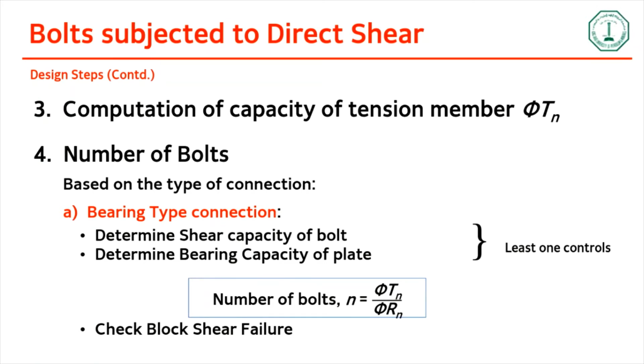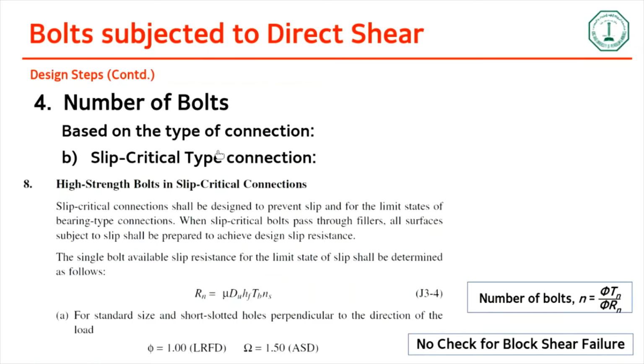Now, if the type of connection that you have is slip critical, it's very easy. You find the capacity of the member, find the capacity of the connection based on this equation that we discussed earlier, and just divide. You'll get the number of bolts required. In this type of problem, you do not have to check for block shear.